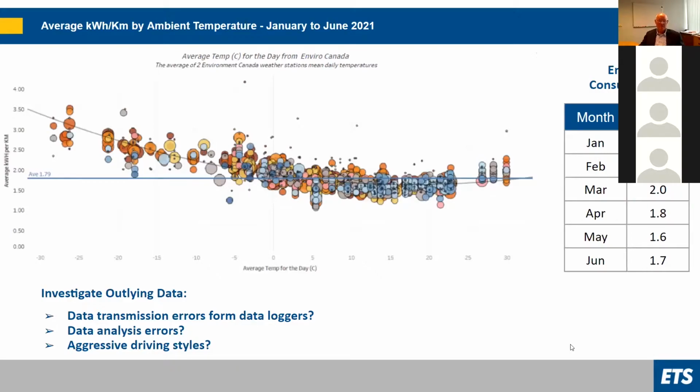So this one is just a scatter graph of what we were doing. And if we've got any outliers, like you can see there's one up here, it's just over 4. So we need to look at that and say, is there a data logger issue? Is it analysis errors? Or even is it aggressive driving style? Because we know the operator has a big impact on the regenerative braking and how he actually drives the bus.